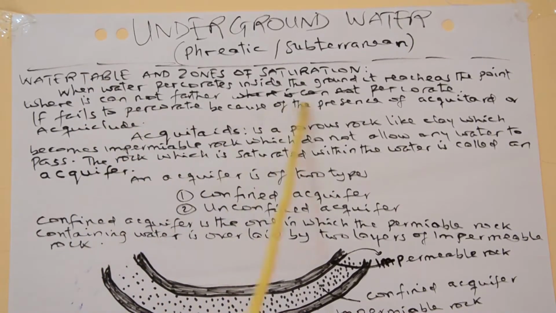When water percolates inside the ground, it reaches a point where it cannot percolate further because of the presence of aquicludes. What is the meaning of aquicludes? These are impermeable rock, like clay, which do not allow any water to pass. The rock which is saturated with water is called an aquifer.